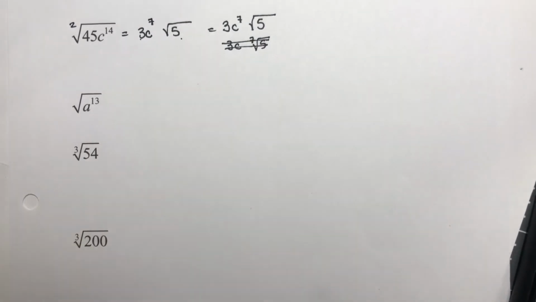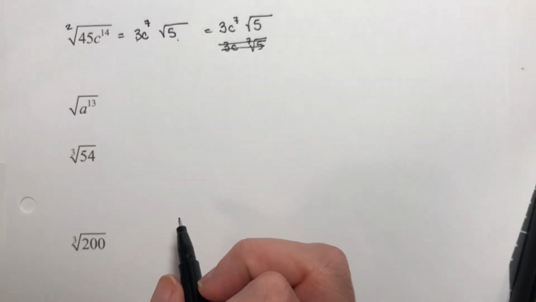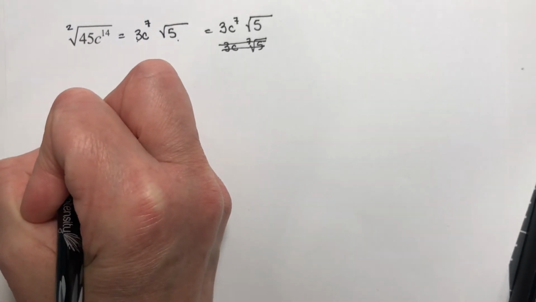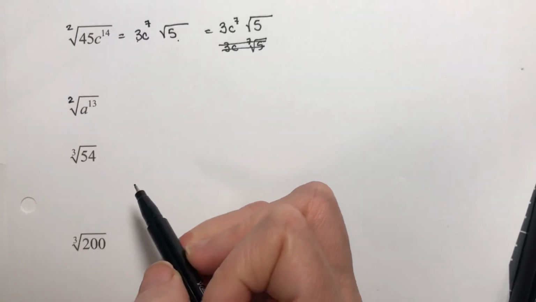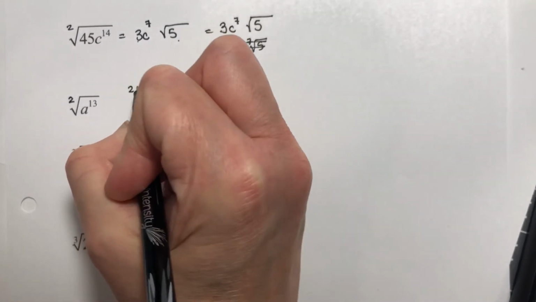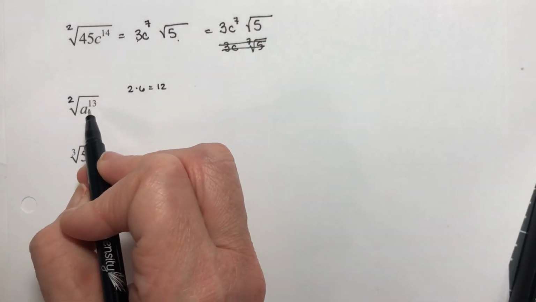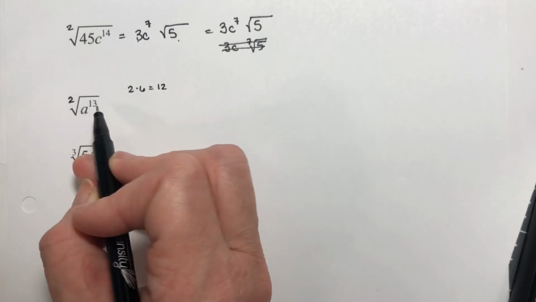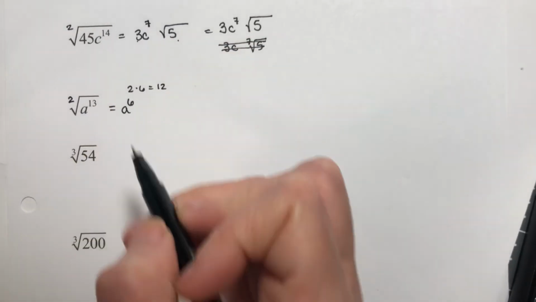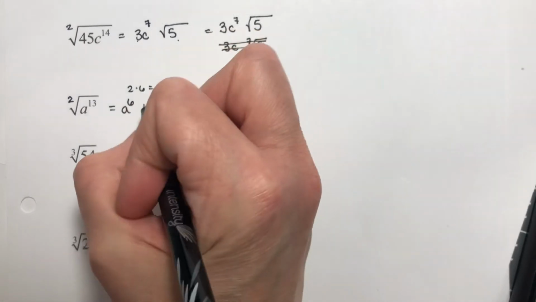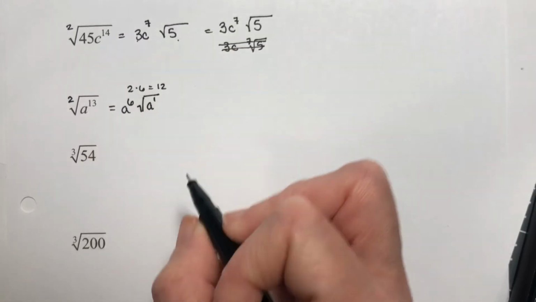Okay, so let's look at one that doesn't work out evenly. I want the square root of a to the 13th. This is an understood 2. How many times does 2 divide into 13? Well, 2 times 6 is 12, and then I'd have one remainder, right? So 2 goes into 13 6 times, so a to the 6th power on the outside, and it had a remainder of 1, so I have a to the 1st power on the inside.